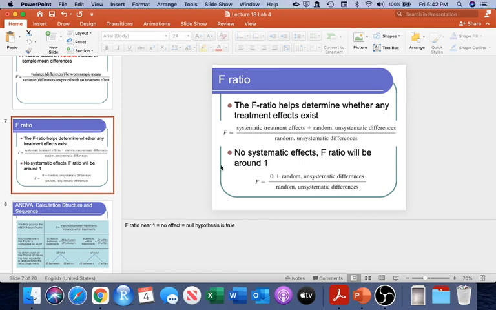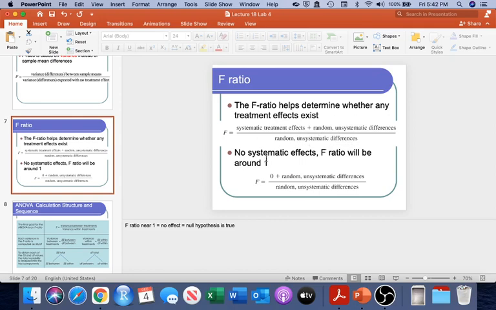I think it shows very clearly here. The F ratio is the random, unsystematic differences plus the systematic treatment effects. So we have three or more groups, and we can see if there's more variation due to the treatment, or the differences between groups, versus just random differences that occur all the time. And then the addition of these two is all over the random differences.